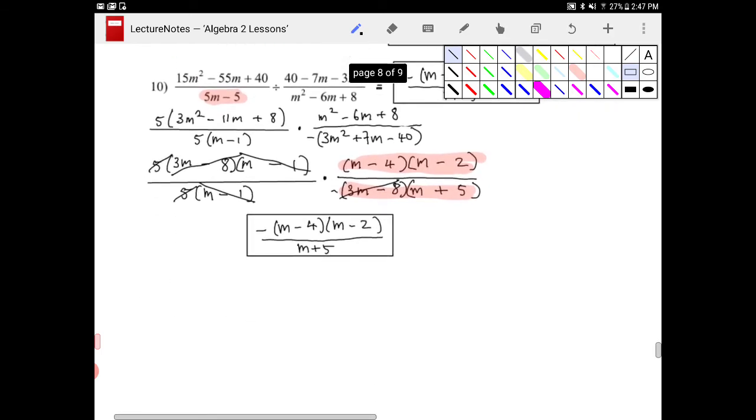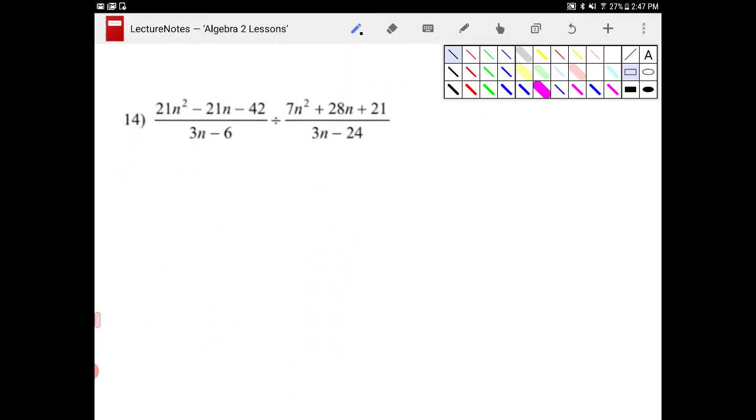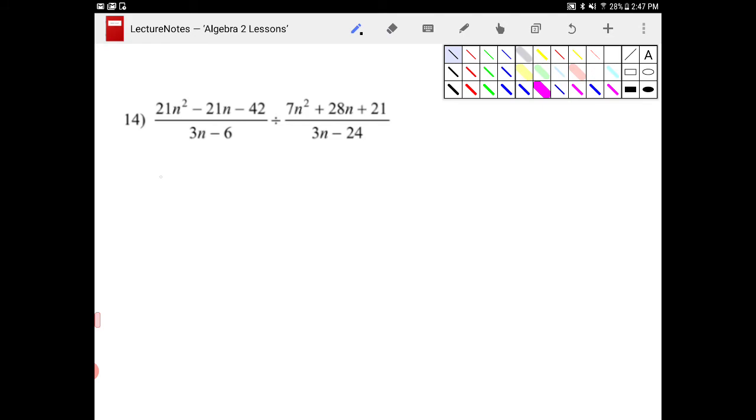All right, let's take a look at another example. Pause the video to see if you can figure this out. Hopefully you guys had some time to think about this. So I have 21n squared minus 21n minus 42. I immediately see that I have a common factor of 7. So I factor out a 7, I end up with 3n squared minus 3n minus 6. I take that back. That's not the GCF. The GCF is actually 21. 21 times n squared minus n minus 2.